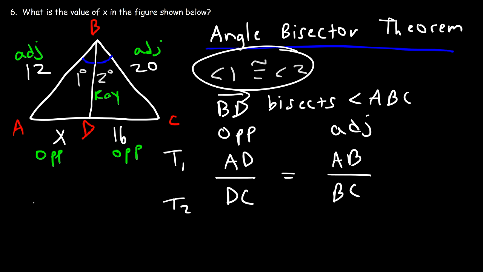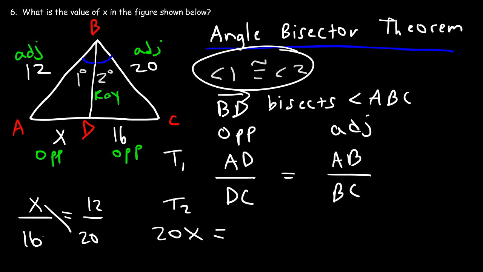Now AD is x, DC is 16, AB is 12, and BC is 20. So let's cross multiply. This is going to be 20x, and that's equal to 16 times 12, which is 192. So now what we need to do is divide both sides by 20. So 192 divided by 20 is, as a decimal, 9.6.